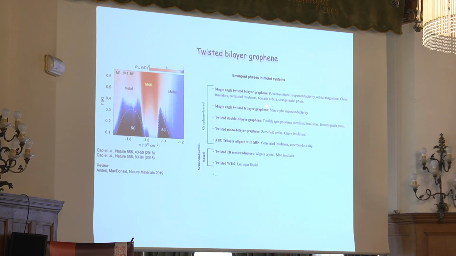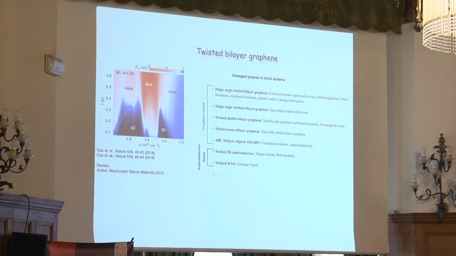Okay, so that was the discovery in 2018 by the MIT group. They saw many emergent phases later on by different groups. Also, Wigner crystallization has been observed in twisted two-dimensional semiconductors. Spin triplet superconductivity has been seen in tri-layer graphene systems, ferromagnetism, etc.